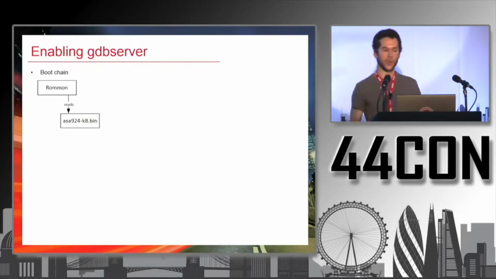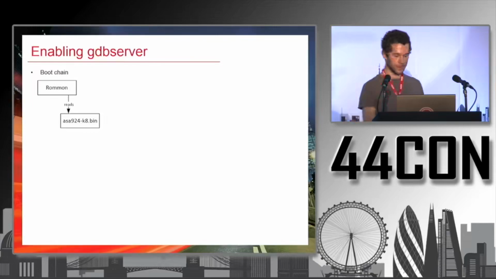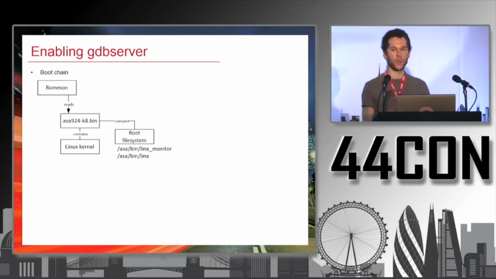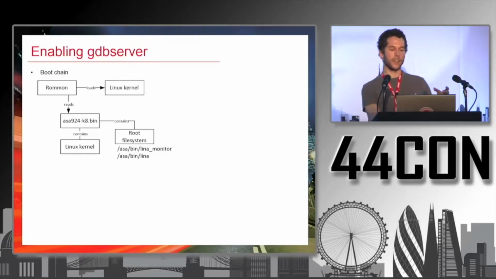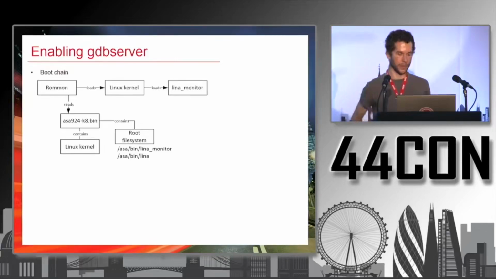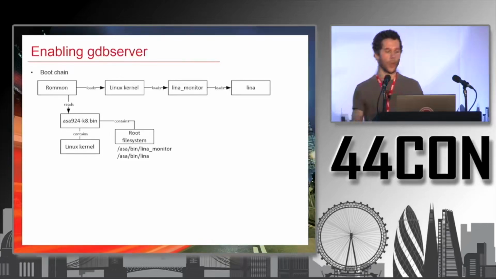And Halbronn, by default, will load the ASA.bin on the file system, on the CF card, and that contains the Linux kernel and the root file system that we just detailed. But the root file system contains not only LINA, but among other files, it also contains the LINA monitor file. Halbronn will load the Linux kernel, and the Linux kernel will load the regular init and all the processes, but it will end up loading LINA monitor. And LINA monitor will actually load LINA.